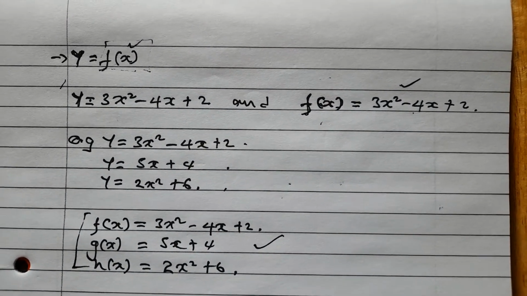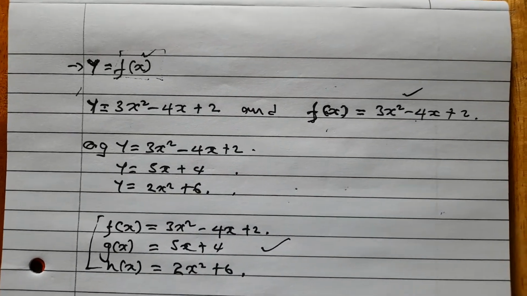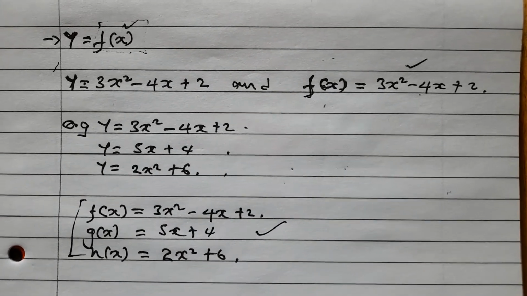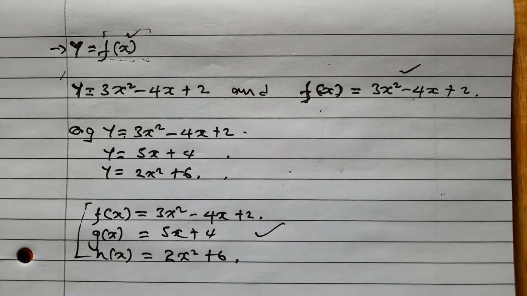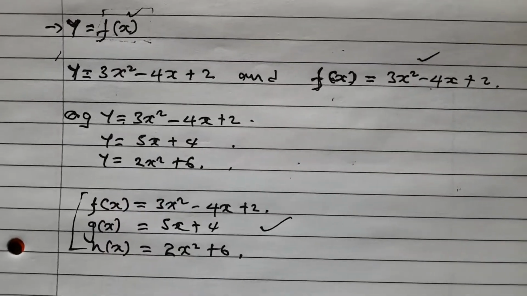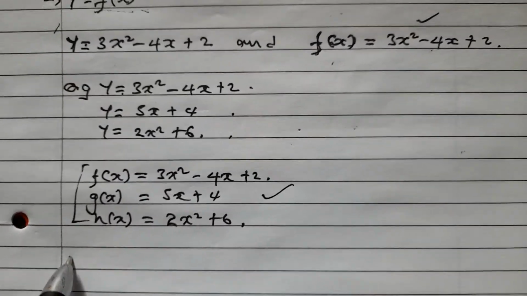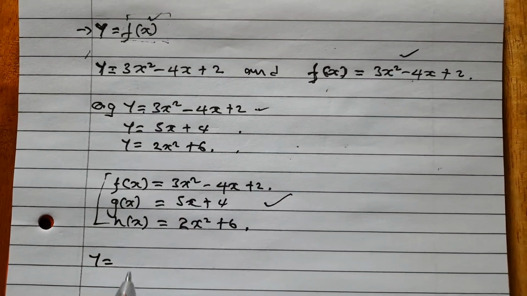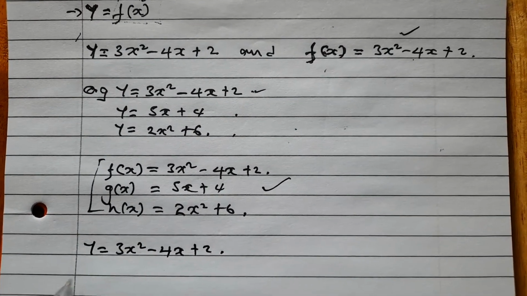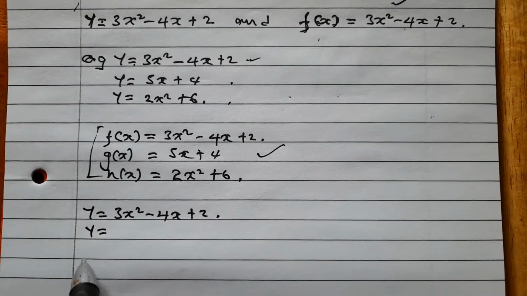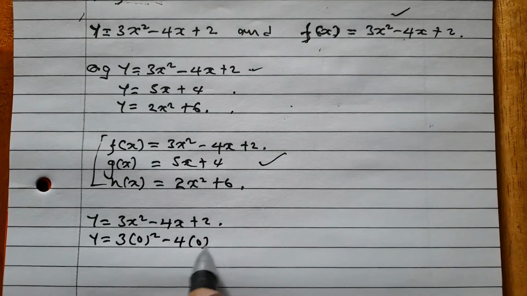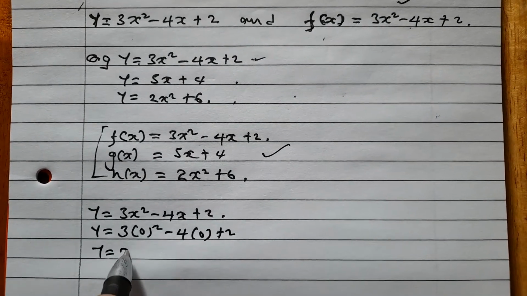if we plug in a value of x to get the output, it will clearly tell us what value of x was actually plugged in to give the output. Unlike in this case, it won't tell us what value of x was plugged in to give us that output. So for example, for the first equation or function, y equals 3x squared minus 4x plus 2, suppose we substitute the value of x as 0. We set x to be 0. So it will be 3 into 0 squared minus 4 into 0 plus 2, and my y will give me 2.